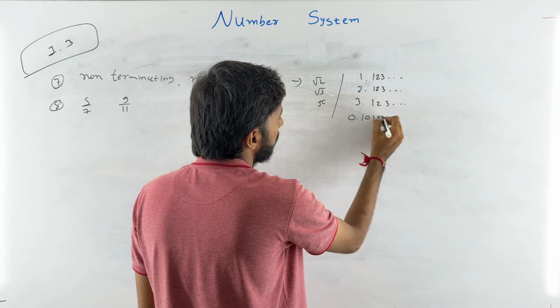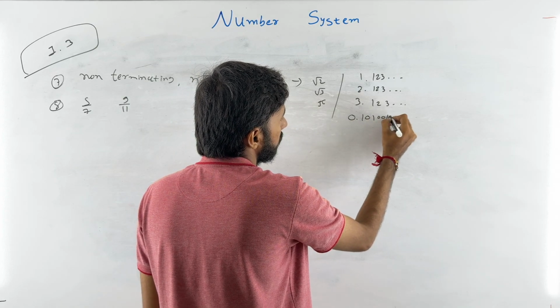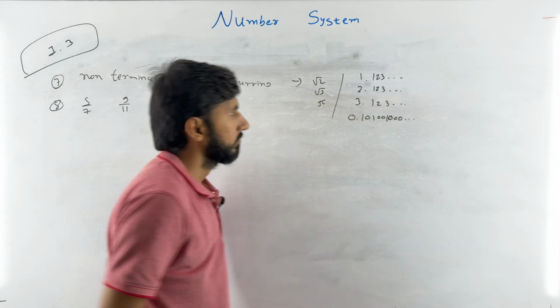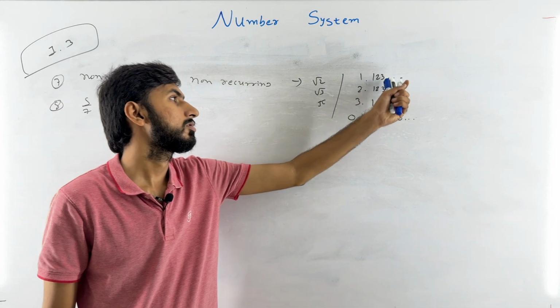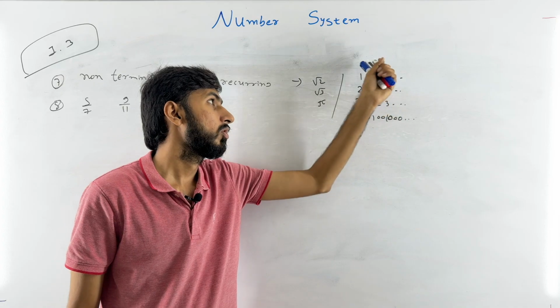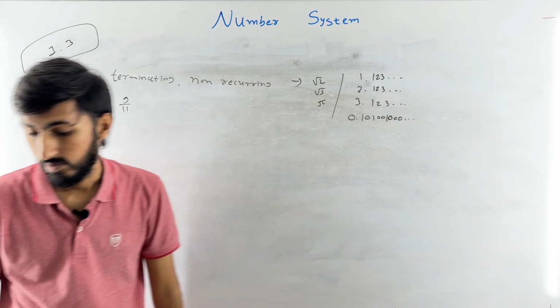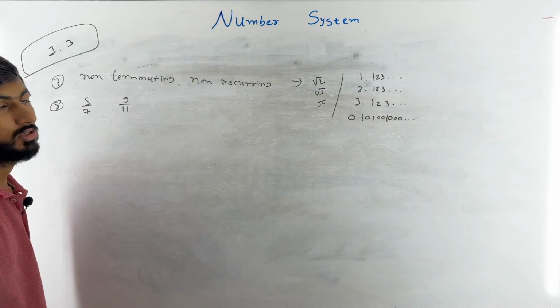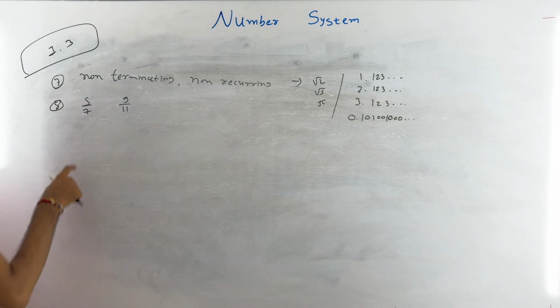Let me write 0.1001, 100... You just have to mention three dots to represent that it is non-terminating, and no bar, to show that this number is non-recurring or non-repeating, right?